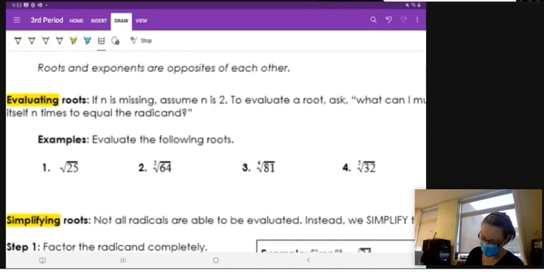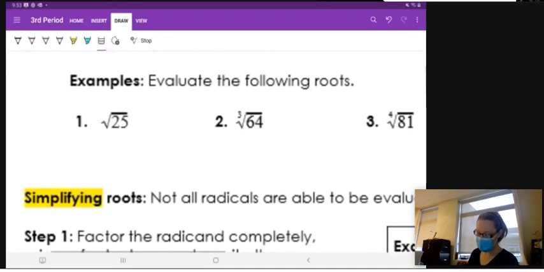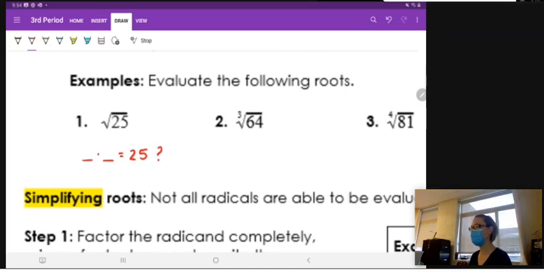So let's start with example 1. Example 1 doesn't have an index. So we assume this is a square root. So the question we ask ourselves is, what can I multiply to itself 2 times to equal 25? Any thoughts? Somebody want to yell it out? 5. I can multiply 5 times itself twice, 5 times 5, to give me 25. So my answer is just the square root of 25 equals 5.